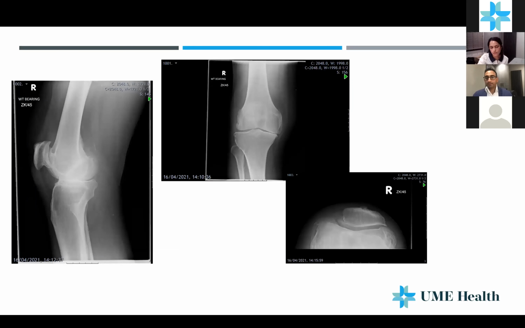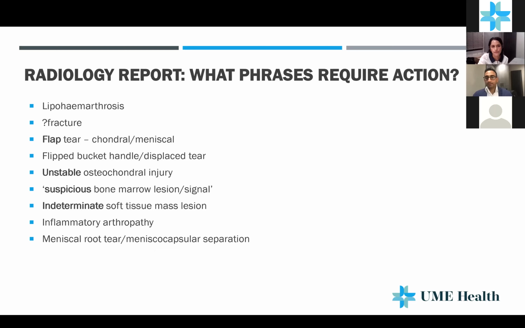Plain film series, just something to remember that sometimes we don't always need to do an MRI, and there's enough information on the plain films. For example, if there's tricompartmental degenerative change, you don't necessarily need to do an MRI.